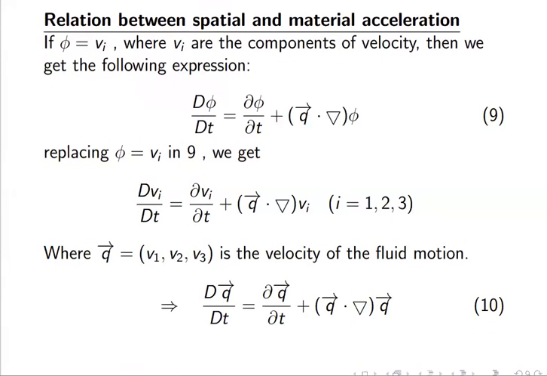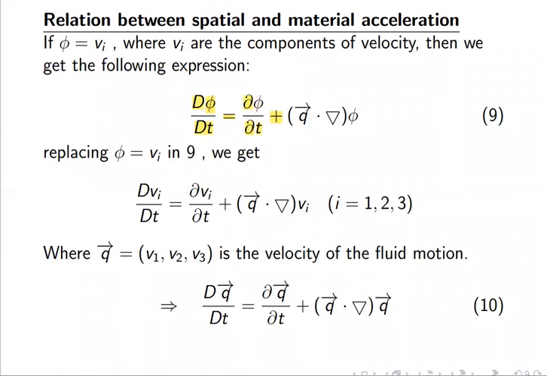Now let us see what is the relationship between spatial and material acceleration. In the previous relation, we had the relationship between the material time derivative and the local time derivative. Now in the place of phi, we'll put vi, the components of velocity, in this equation. Why are we putting vi? Because I want acceleration. And vi is nothing but q, the velocity, another notation. So dq by dt is equal to dou q by dou t plus q dot del q.